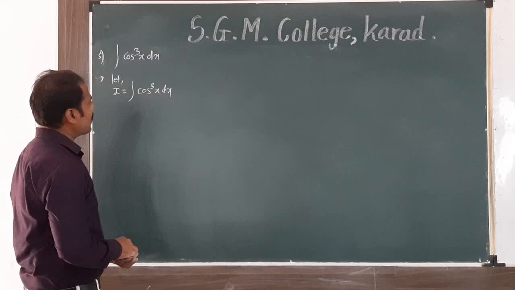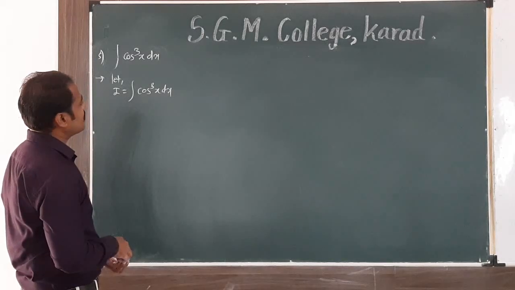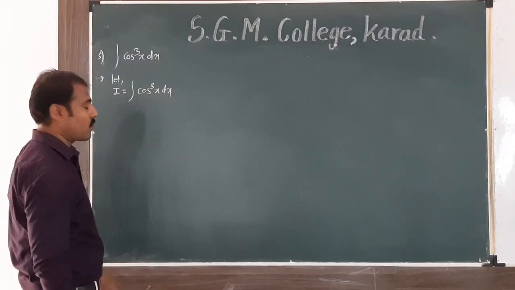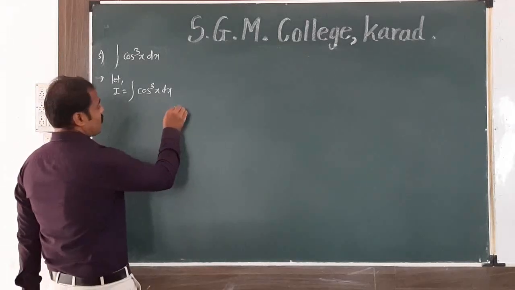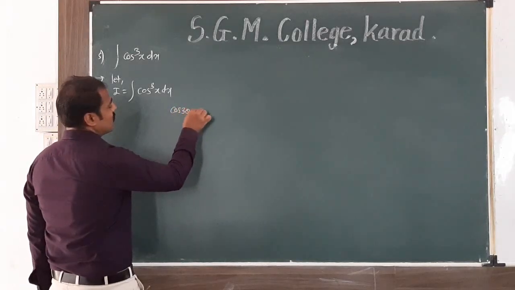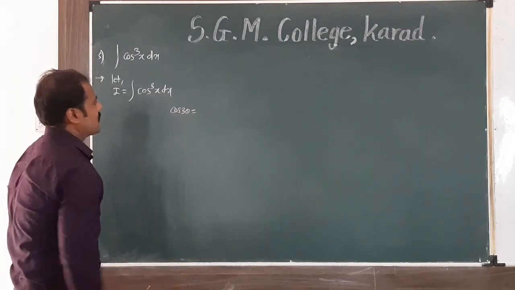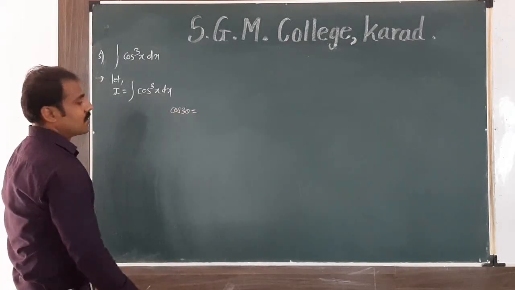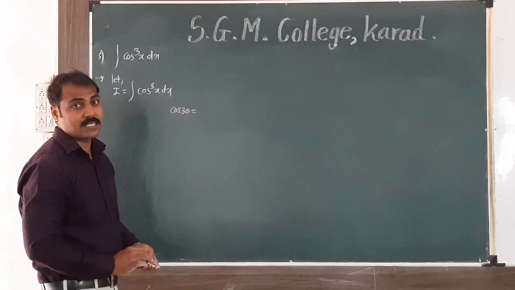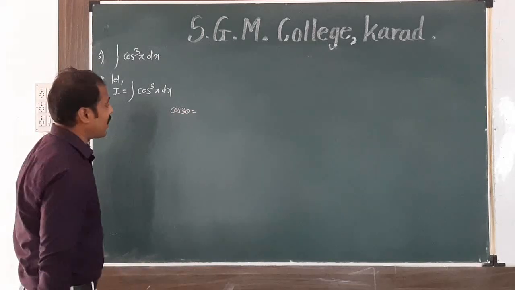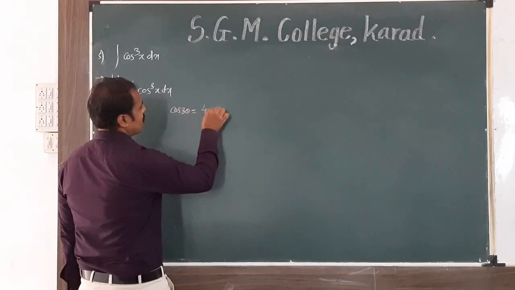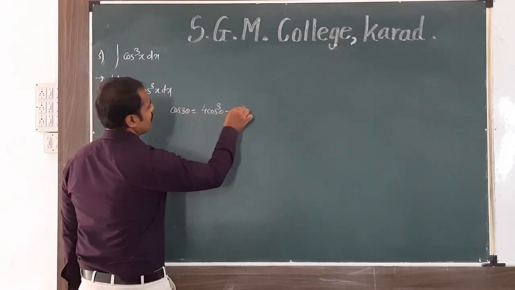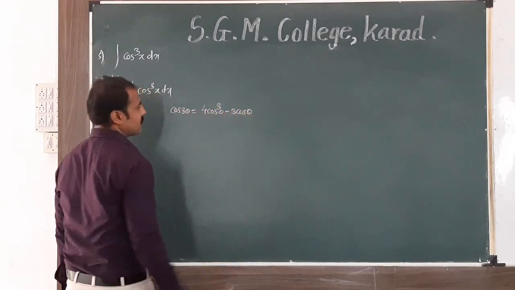Okay, there is no formula for cos cube theta. There is a formula for cos 3 theta. Formula for sin 3 theta is 3 sin theta minus 4 sin cube theta, and formula for cos 3 theta is 4 cos cube theta minus 3 cos theta.